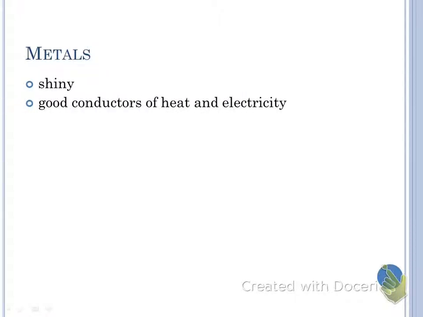Let's get to talking about metals. These are characteristics of metals that we're going to talk about, and these are ones that you'll need to know. You need to know what some characteristics of metals are. They are shiny. They're good conductors of heat and electricity. Do we know what being a conductor means? It travels through them well. It can transfer heat and electricity very well.